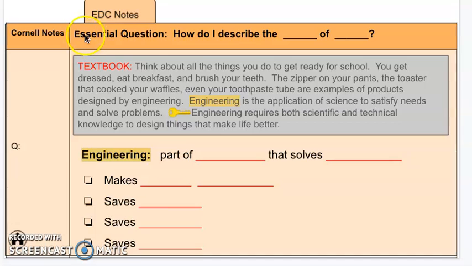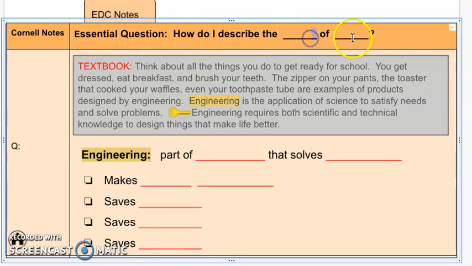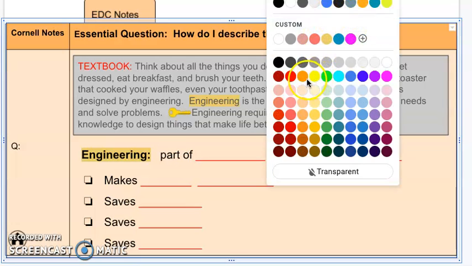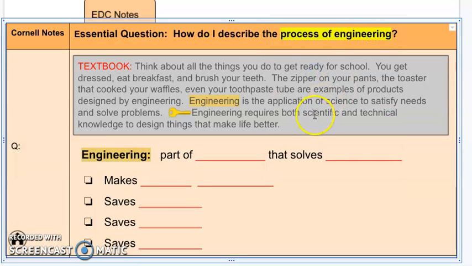First, let's talk about our essential question. How do I describe the process of engineering? So you are typing in the process of engineering and we are going to highlight that. I'm going to highlight it in yellow. Okay? All right, now let's do our textbook reading.